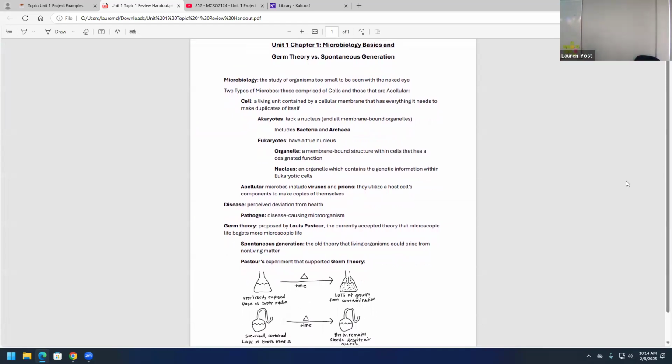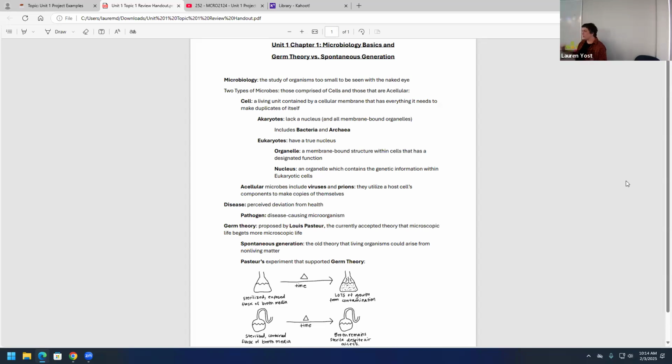But basically, the first topic that I'm covering for Unit 1 is going to be our basics in microbiology as well as germ theory. So microbiology, as it says on our handout, is the study of organisms too small to be seen with the naked eye, and so we would need to be able to observe them with a microscope or something like that. I need to set my timer, so it's going to do about 5 to 8 minutes.